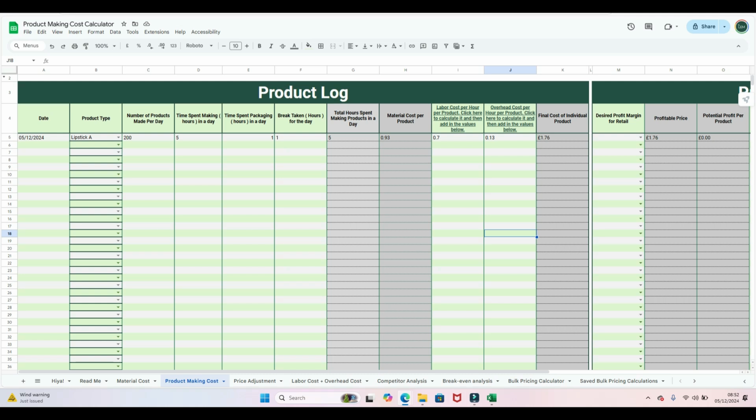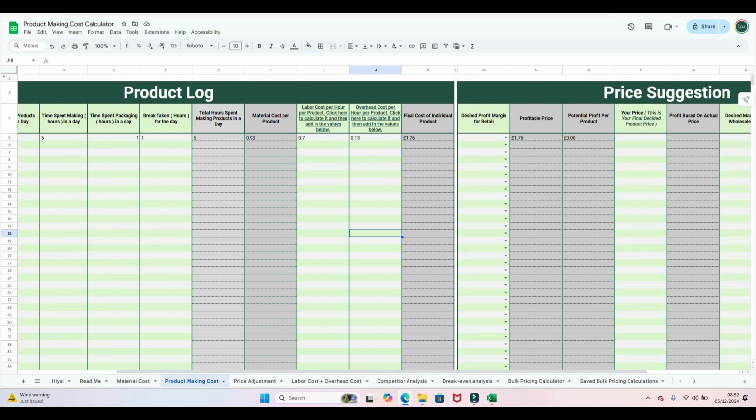So what a lot of small businesses do is they only focus on the material cost, which is 0.93 here, which is inaccurate. This is incorrect. So you need a final cost because you need to take into consideration your labor cost and your overhead cost. Okay, so let's move on.